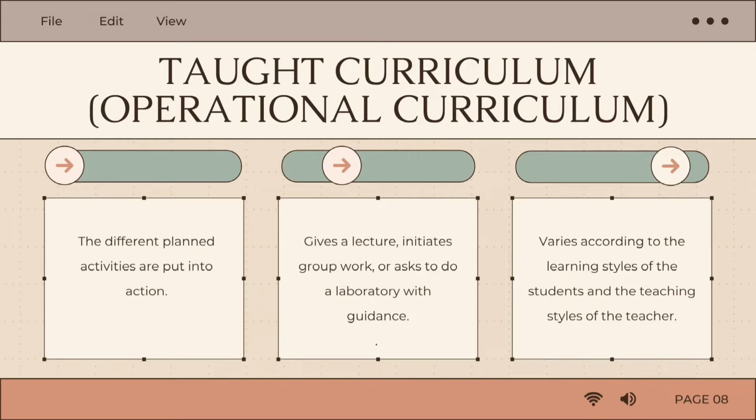In addition, this curriculum varies with the learning styles of students, whether their learning styles are visual, auditory, kinesthetic, linguistic, and so on. And the teaching styles of the teachers depend on how they will teach their lessons.